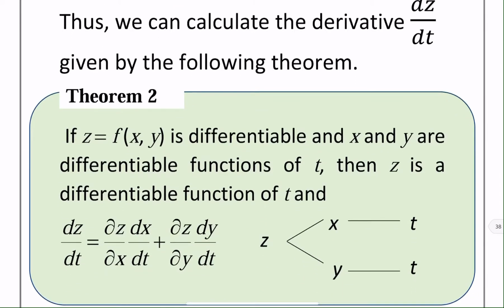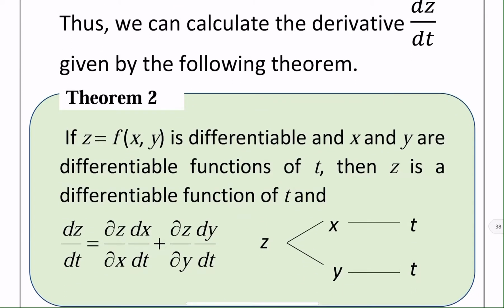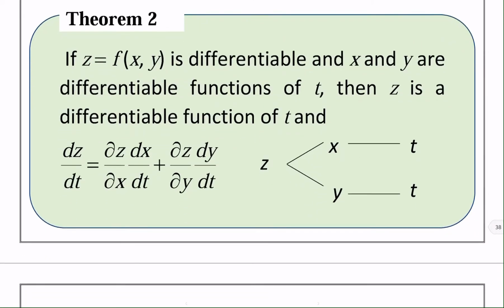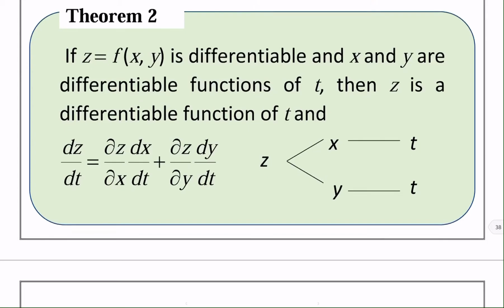Alright. So now let's look at the example. We want to calculate the derivative of dz over dt, given the following theorem. If z is equal to f(x,y) is differentiable, and x and y are differentiable functions of t, then z is a differentiable function of t as well, meaning it can be differentiated with respect to t. So dz dt, this is the chain rule that we will use.